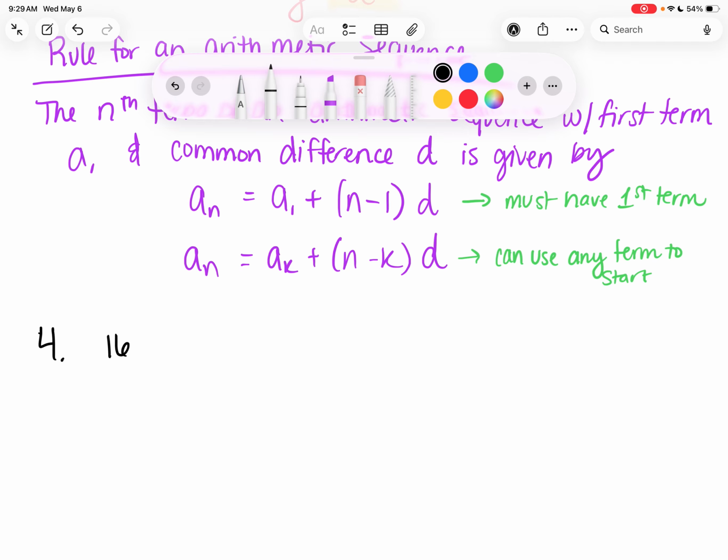So number 4, we've got 16, 14, 11, 6, 3. These keep going on, obviously, but we're stopping there. It wants us to see if this is arithmetic or not. So how do I get from 16 to 14? Subtract 2. How do I get from 14 to 11? Subtract 3. So is that arithmetic? Nope. I can stop as soon as I see that it's not. It has to be the same thing the whole time.